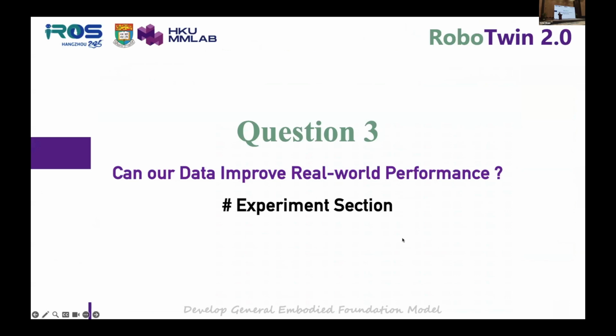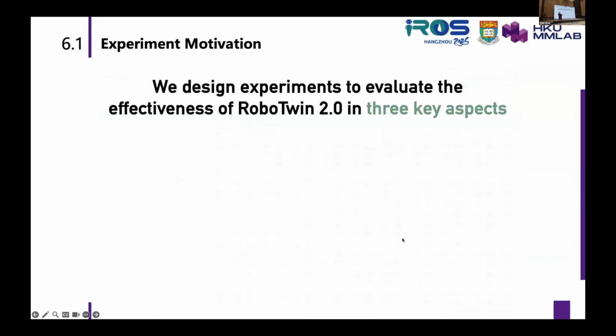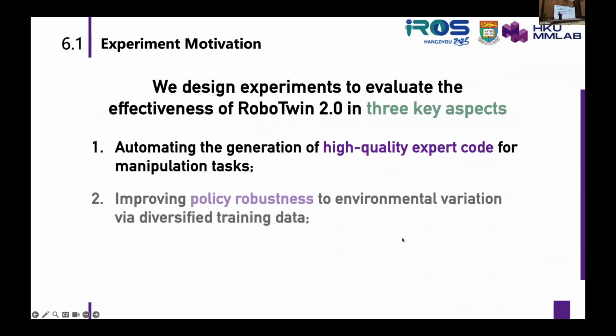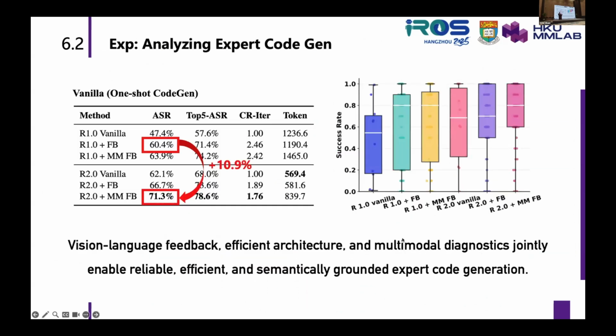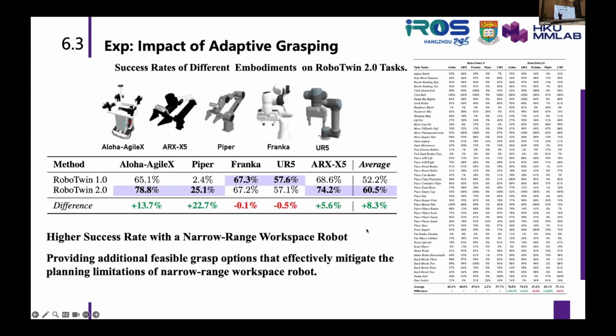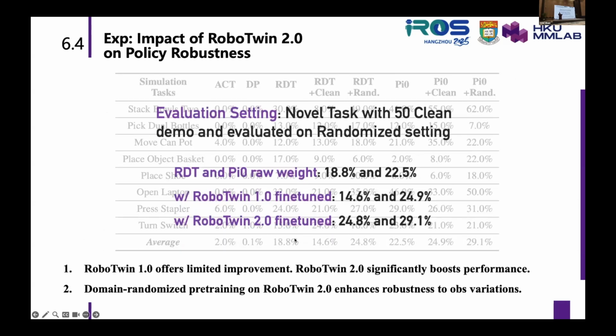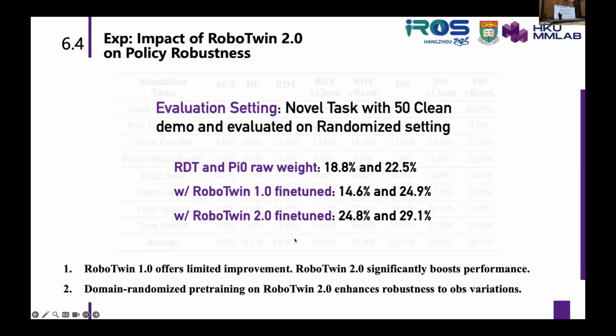Okay. Here in our experiment section, we want to evaluate RoboTwin across three key aspects. On expert code data generation success rate, we have a 10.9% improvement, and we can do better on different embodiment collection. And in this experiment, we can find that RoboTwin data can improve the generalization and robustness of the policy across objects.